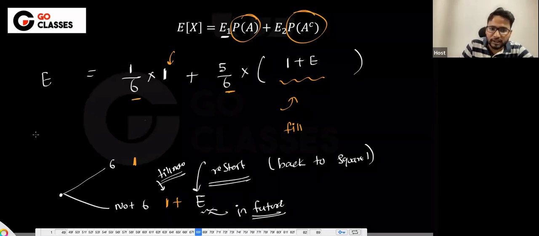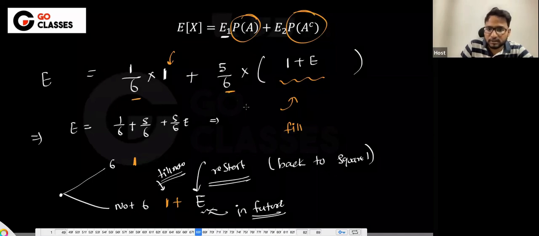First, let's just calculate this E. What is this E? 1 by 6 plus 5 by 6 plus 5 by 6 E. I think E is coming out to be 6. You know?